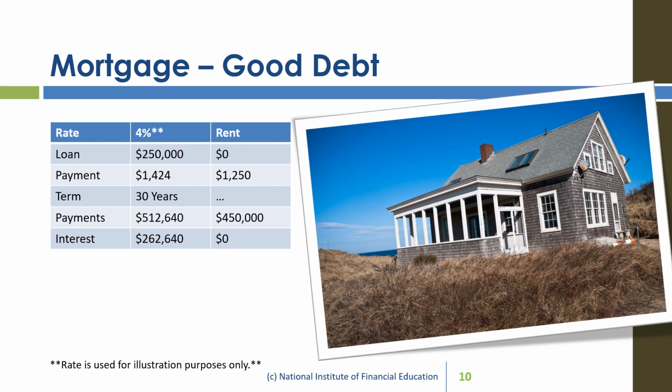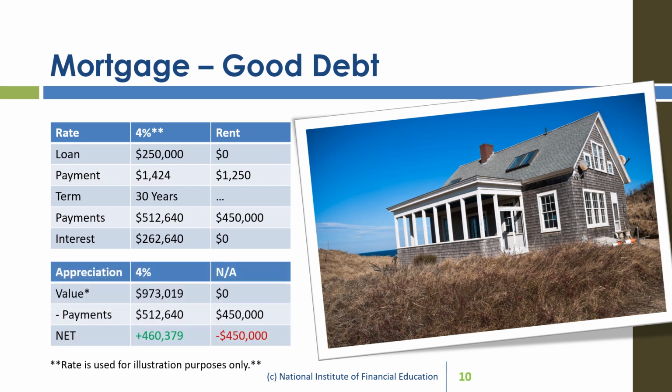For this illustration, we're going to say you find a 4% 30-year mortgage. You get a $250,000 loan, and your principal and interest payment is $1,424 a month. This is higher than your rent payment of $1,250 a month. So does it make sense?